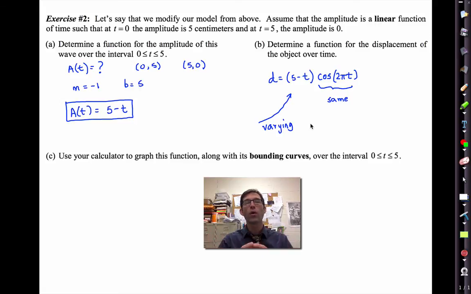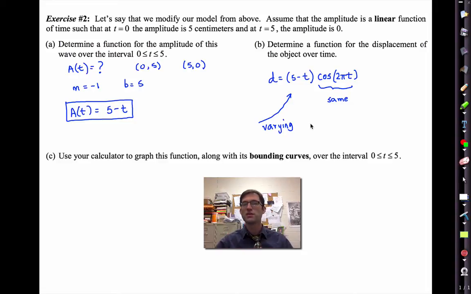So the question now is, is this a better model? Does it fit more of what we think reality should look like? In letter C it says use your calculator to graph this function along with its bounding curves over the interval 0 to 5. Don't worry about the bounding curves right now, but why don't you go ahead and put that function into your calculator.